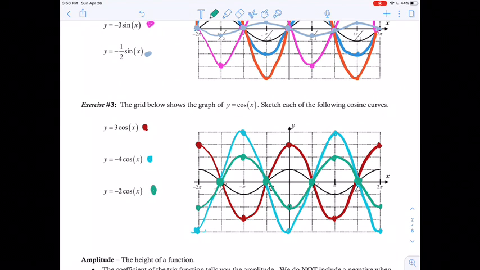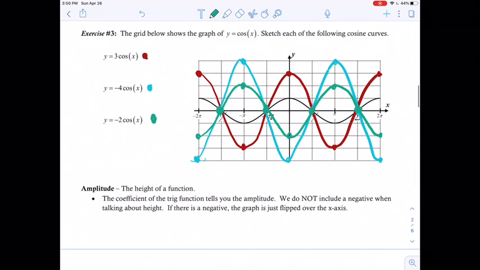So for instance, for that first one, it was 3 cosine x, so instead of just going up to 1, it goes up to 3. All right, what that number in front is called, it's called the amplitude. And the amplitude is the height of the function. So the coefficient of the trig function tells you the amplitude. So when you see a number in front, that is your amplitude.